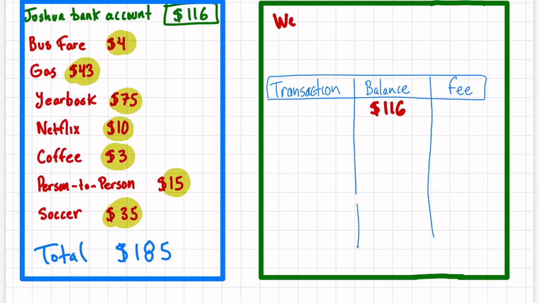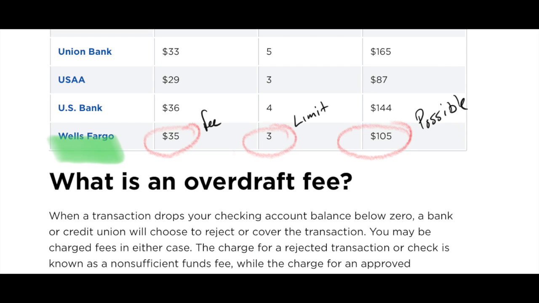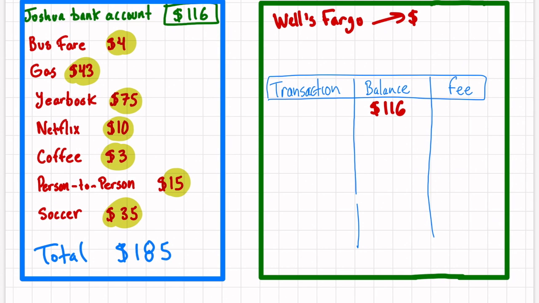Alright, let's do another bank. Let's do Wells Fargo. By the way, no apostrophe necessary, just a typo. So when you look at the first chart, it says that you pay a $35 fee. There's a limit of 3 fees per day and a possible amount of $105.